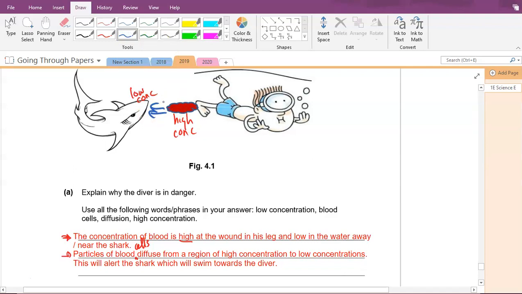And hence what's going to happen? Because the shark sends the blood, we actually alert it to swim towards the diver. So this is what's going to happen, and obviously the diver, if he cannot swim fast enough, the shark is going to eat his leg.